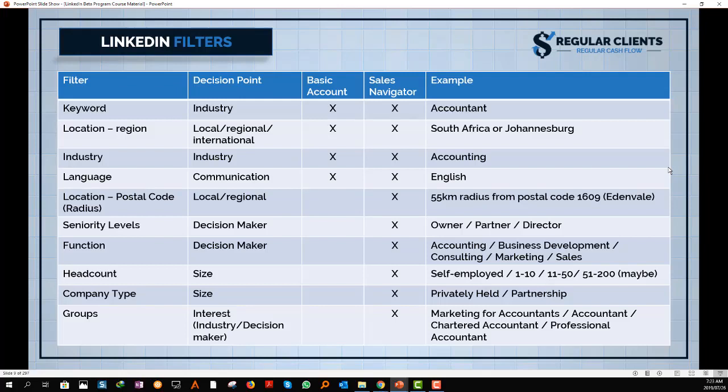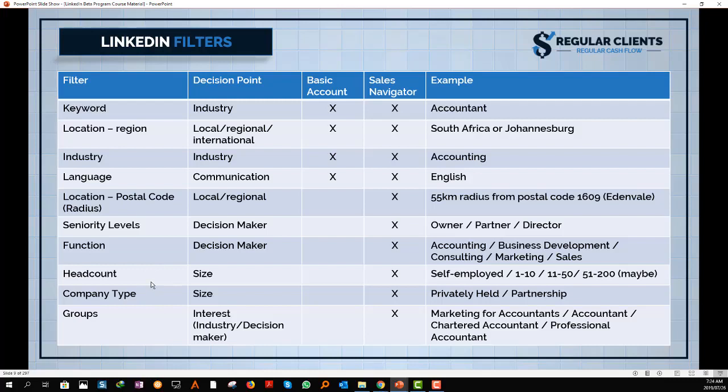So you'll remember from the webinar that we spoke about the LinkedIn filters. When somebody signs up for LinkedIn, LinkedIn asks a whole bunch of questions. The reason they ask those questions is so that they can take that information and dish it back to us as both advertisers, if we're paying advertisers, or just to use the platform when we're looking to find people. If you look at the filters here on the left-hand side, you can see there's things like keywords. We can find people by location, by industry, by language, by postal code. That's another location filter, but it just helps us to find them more specifically based on the radius from where our offices are, seniority levels, function, headcount, company type groups, a whole bunch of other things.